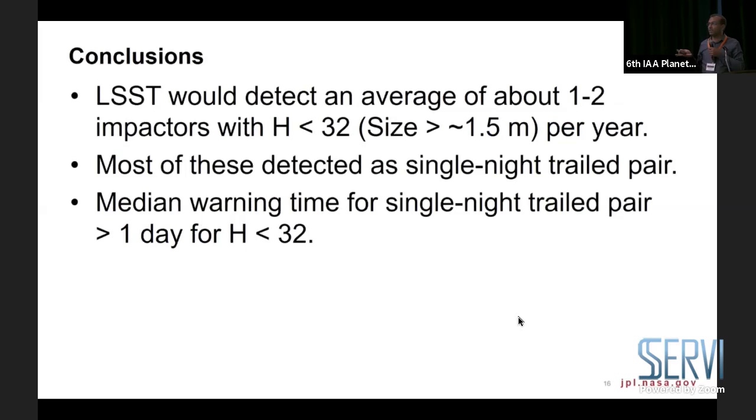So I'll leave you with the conclusions. The takeaway points from the study are: LSST would detect an average of 1 to 2 impactors with sizes greater than 1.5 meters per year. Most of these detections would be through single night trail pairs. And the median warning time for these detections would be about a day and a half. Thank you.